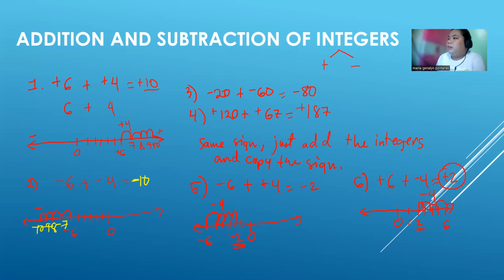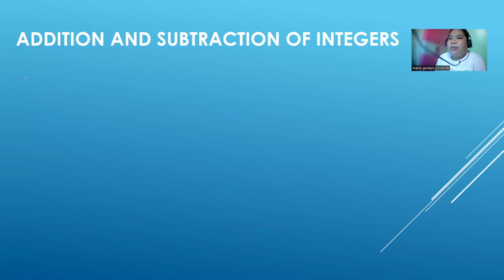Now, if we're dealing with big numbers, say number 7, negative 20 added by positive 60. How are we going to deal with that? What would be the answer? The answer is negative 40. Yeah. So how are we going to do that?